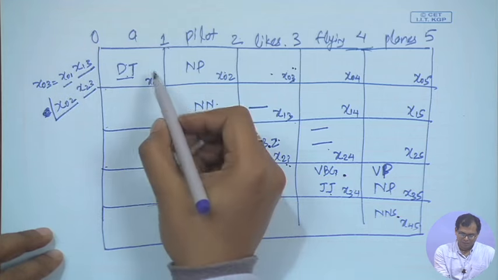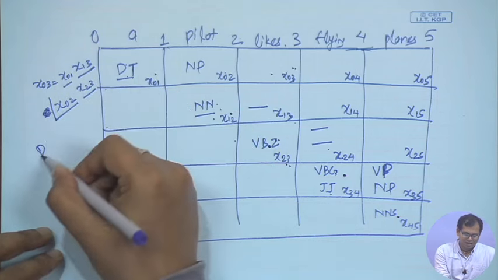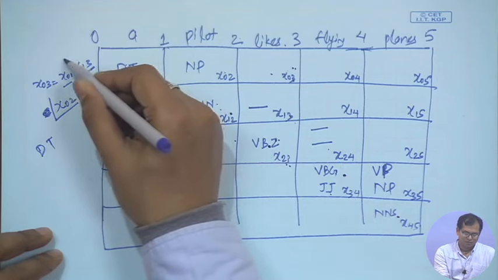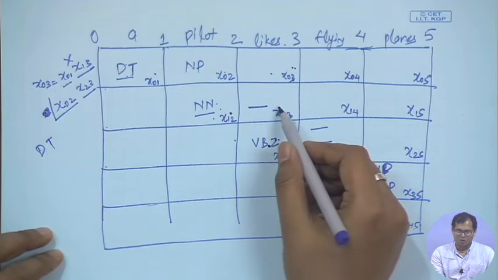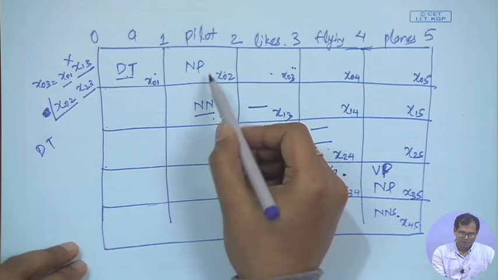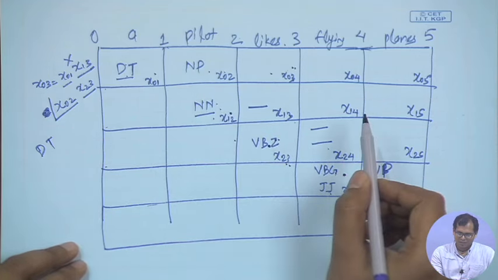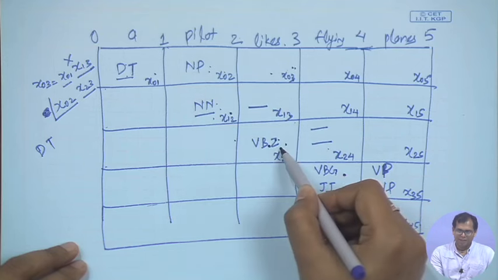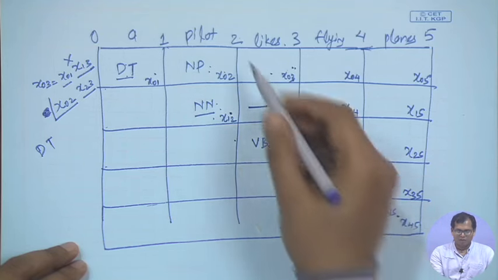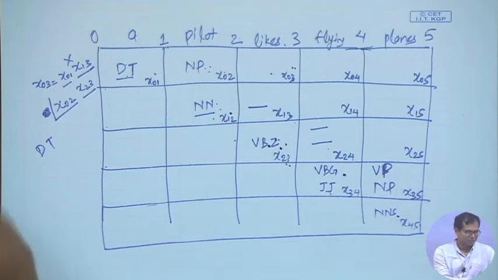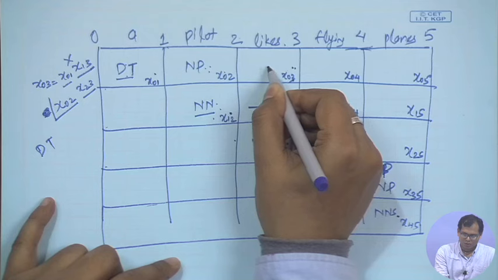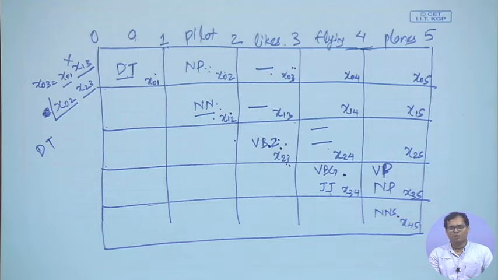X01, X13. So X01 is DT followed by null. So this is already gone. This is no non-terminal. X02 is NP followed by X23 is VBZ. So NP followed by VBZ. Is there a non-terminal when the right hand side I have NP followed by VBZ? If you see your grammar, there is nothing. So this is also null. There is no non-terminal that can derive "a pilot likes".